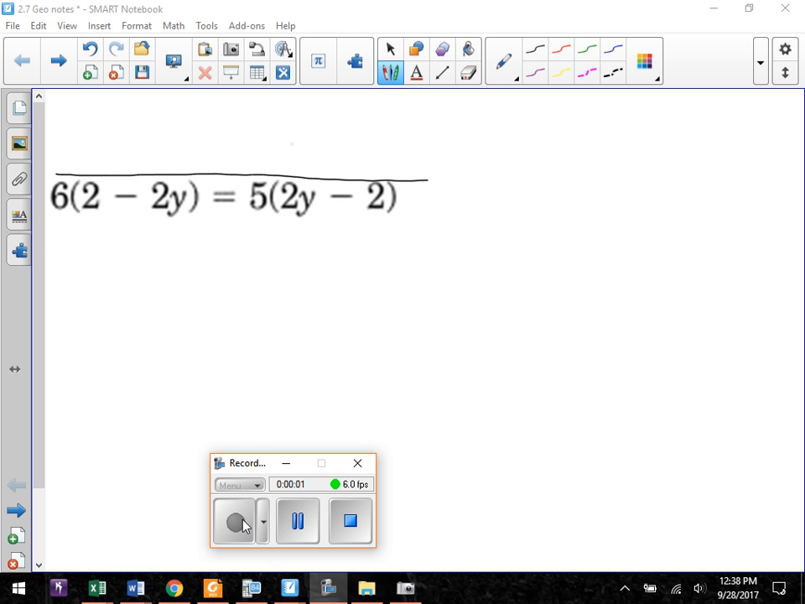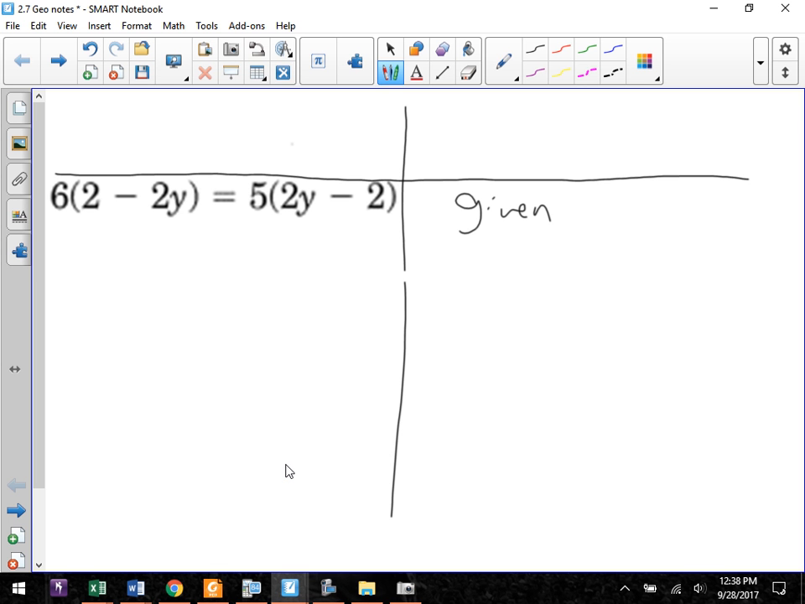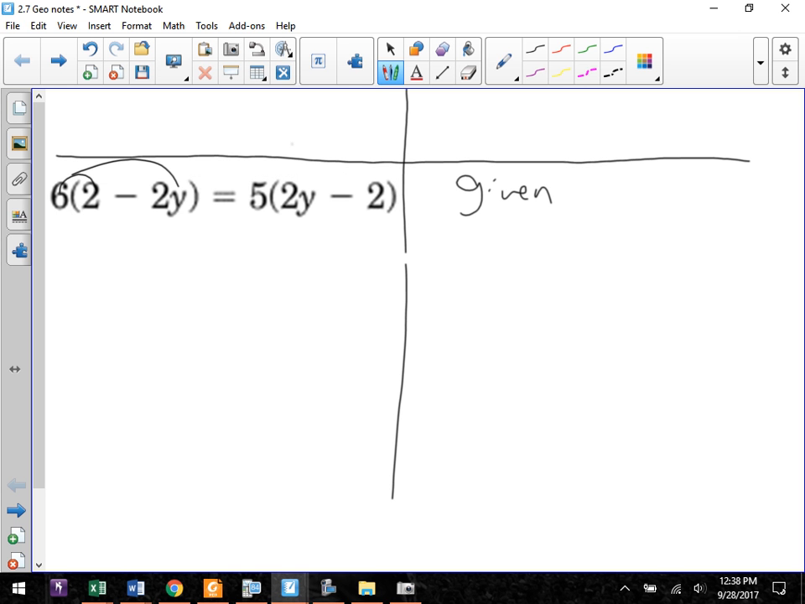Distributive property. So our first step is obviously plain old boring given. You were given something to do. The next thing then, what we did is that we would just kind of draw our rainbows, our arrows to show that we have to multiply in both parts. And we would write it out long form and say it's going to be 6 times 2 minus 6 times 2y, 5 times 2y minus 5 times 2.